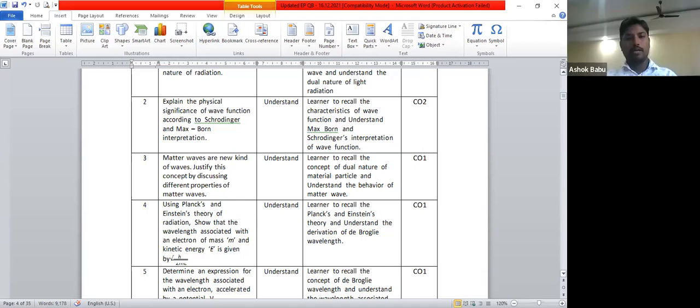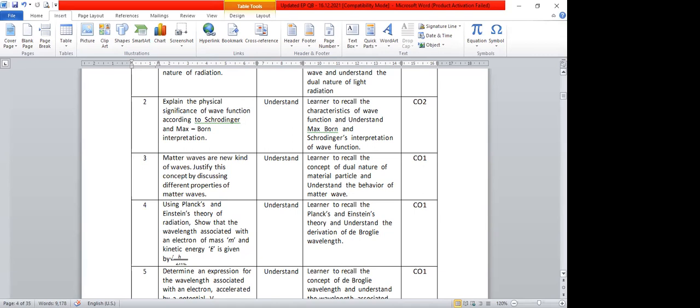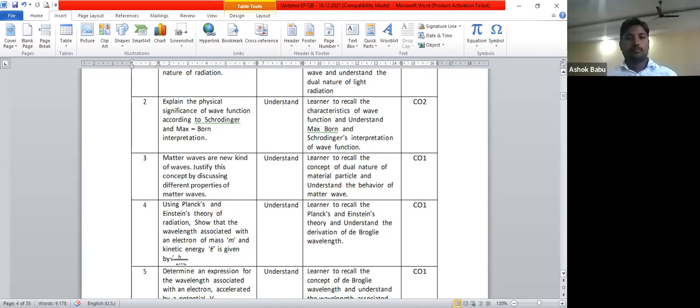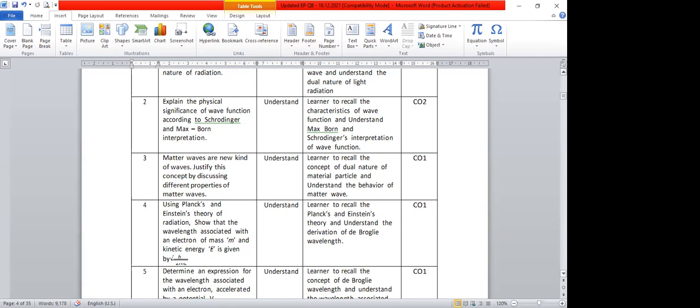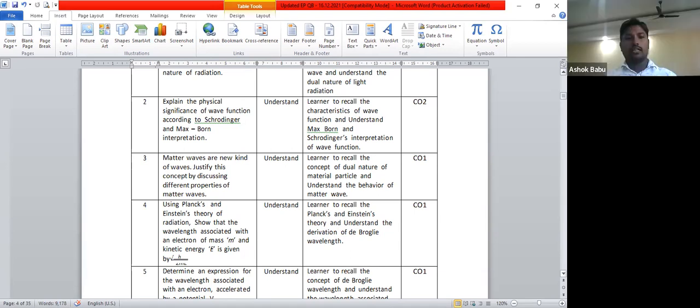Right, very good. So how can you derive the equation for lambda in terms of kinetic energy? Using Planck's theory and Einstein's theory. What is the Planck theory? Lambda equals h by m... Is it Planck's theory? From Planck's theory, we are taking the energy of the photon.